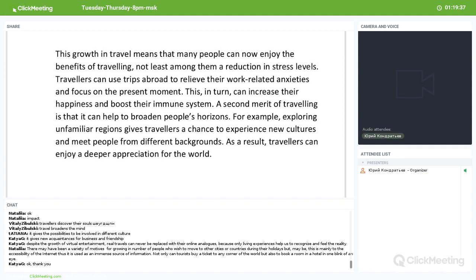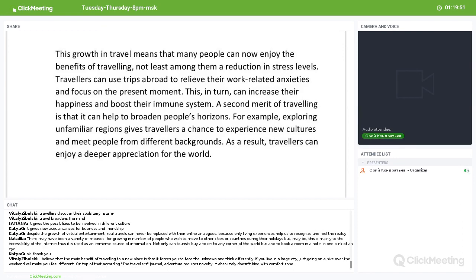So, Natalia, there may have been a variety of motives for the growing number of people who wish to move to other cities or countries during their holidays, but maybe this is mainly due to the accessibility. Okay, instead of saying maybe, you can use a modal verb: this may be mainly due to the accessibility of the internet.